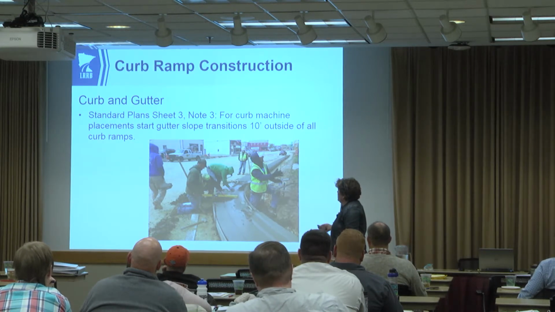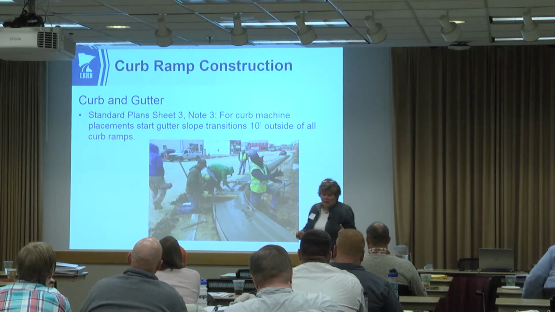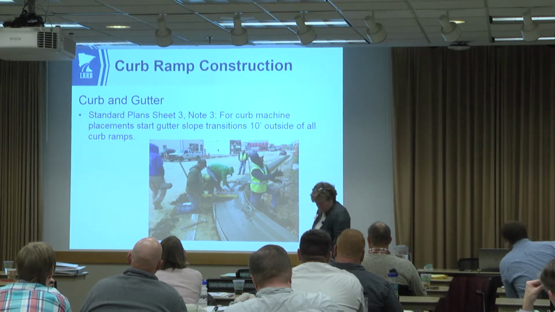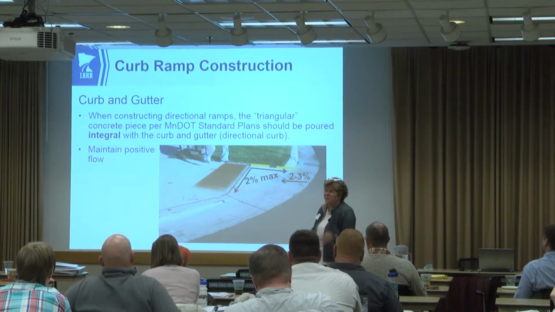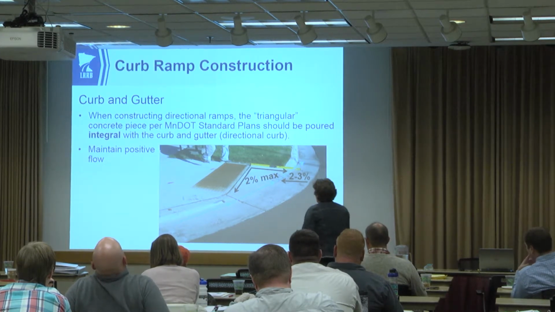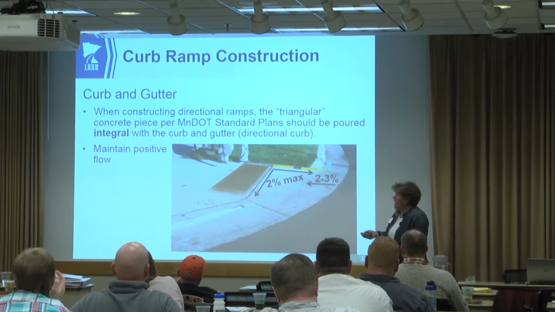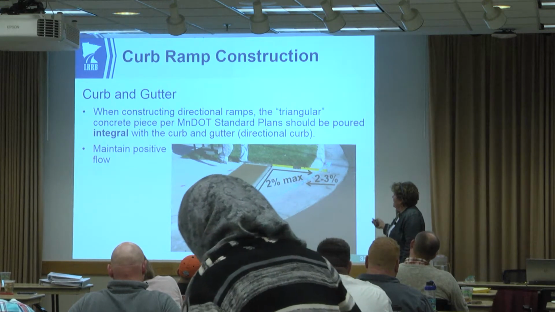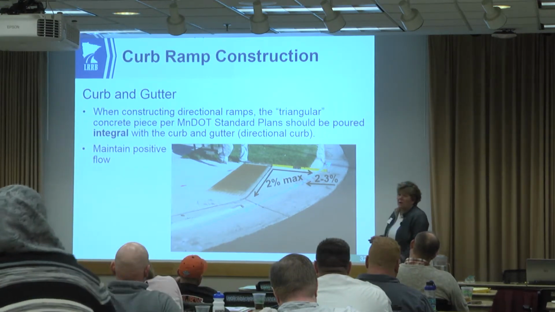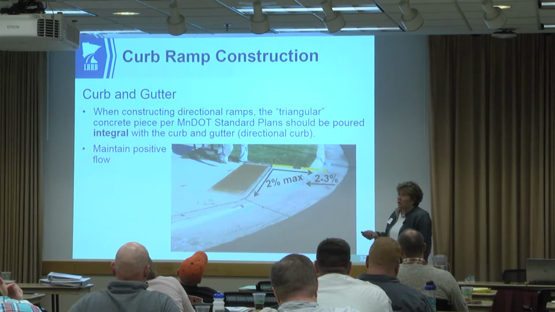Note 3, I already showed you this for curb machine placement. Start the transition 10 feet outside of your gutter ramps, outside your curb openings. I'm sorry, I better read my slides. All right, here's that Winona curb that we talked about already. Remember that you can change your gutter grade through here if you have a skewed condition in your gutter. You're allowed to go up to 3%.